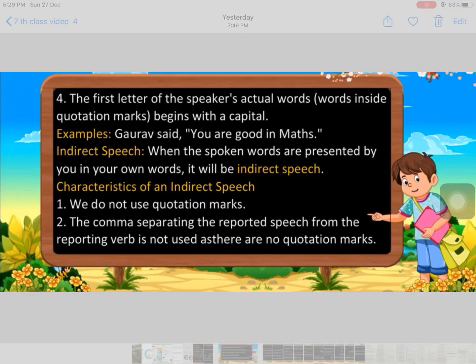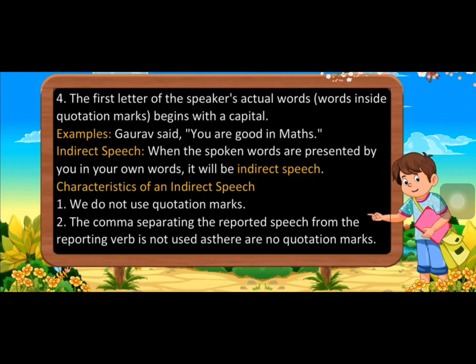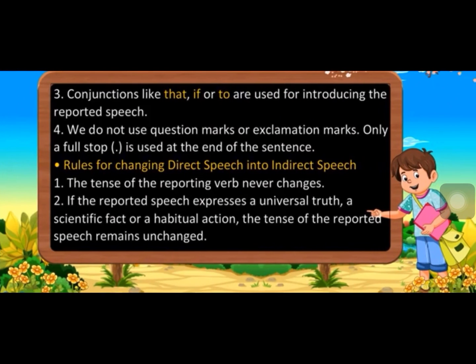Here in indirect speech or reported speech, we do not use a comma. Why do we not use it? As we are not using quotation marks. Conjunctions like that, if or to are used for introducing the reported speech. What kind of conjunctions are used there, children? That, if or to. We do not use question marks or exclamation marks, only a full stop is used at the end of the sentence. It may be any kind of sentence in direct speech.